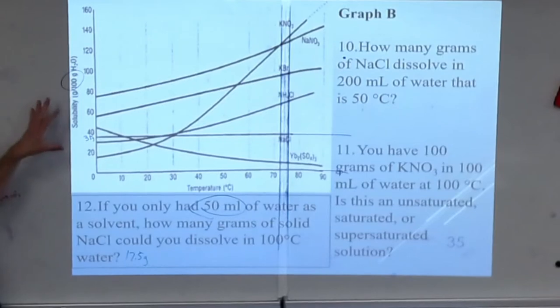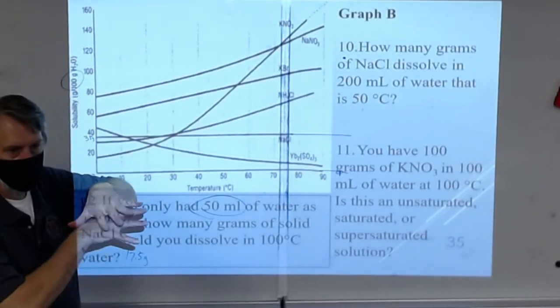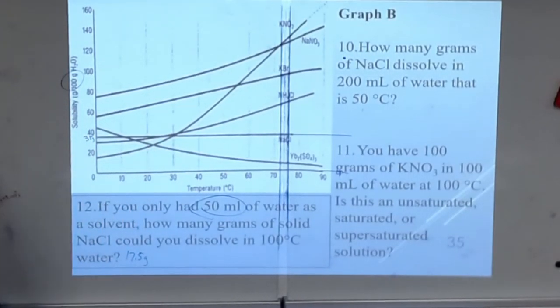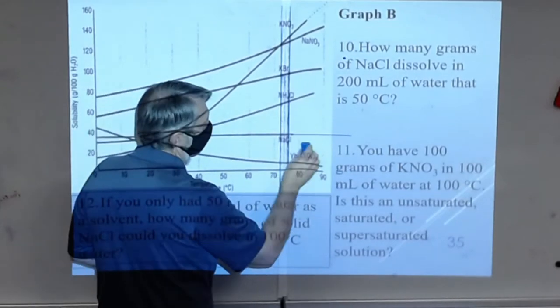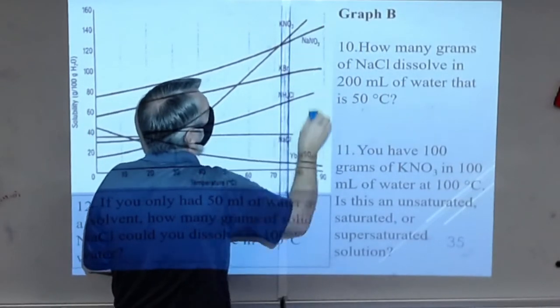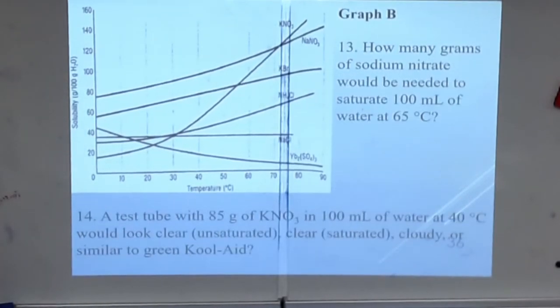Does it sort of make sense how we read these? Like I said, for me, I find the hardest part is keeping track of the lines, particularly when there's like 14 or 15 of these lines all crossing each other. Okay? Okay? How many grams of sodium nitrate? You guys solved these two problems, if you haven't already.